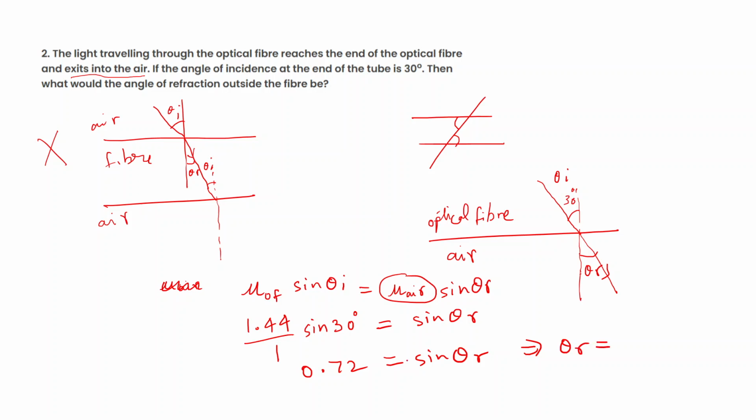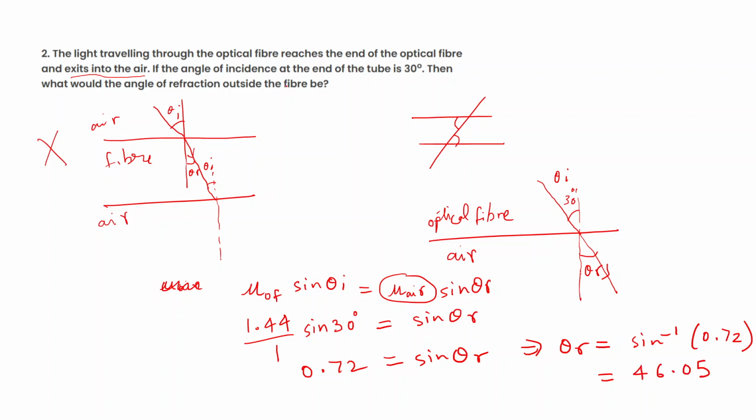Now I'll take sine inverse on the left side to get theta r. So sine inverse of 0.72 is 46.05.